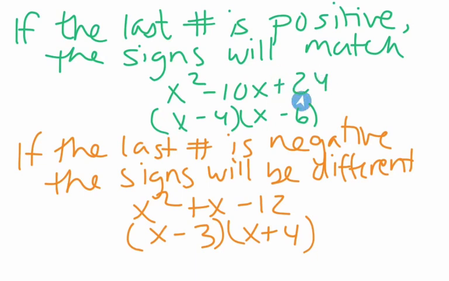So if you see a plus something, it just means that whatever you have, pluses or minuses, they're both going to be the same. If the last number is negative, then the signs will be different. So in the example with the negative 12, the negative 12 comes from multiplying the last two numbers, and in order to get a negative, one of them has to be negative and one of them has to be positive. So there are some things that you can do to make it a little bit easier on yourself, and the more you do them, you'll start to notice those patterns.